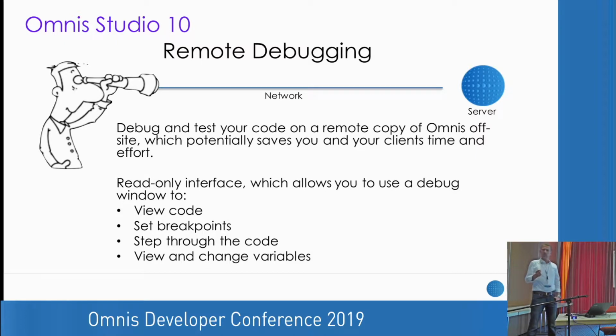The remote debugger in Omnis is a read-only interface. It allows you to view your code and to set breakpoints. You can step through the code, you can step into methods, and you can view and change variables.